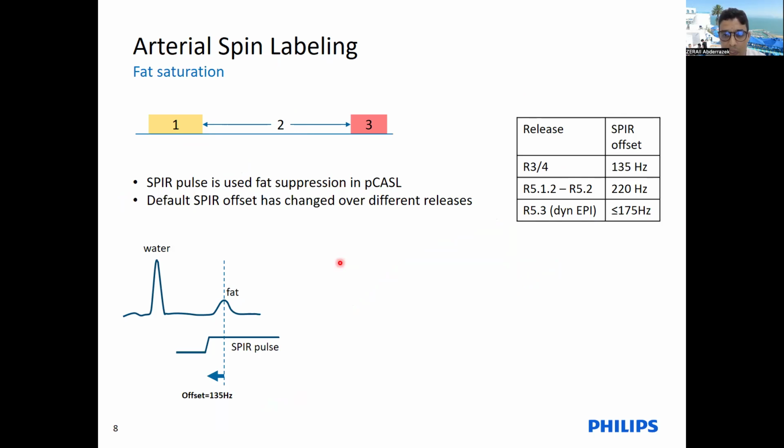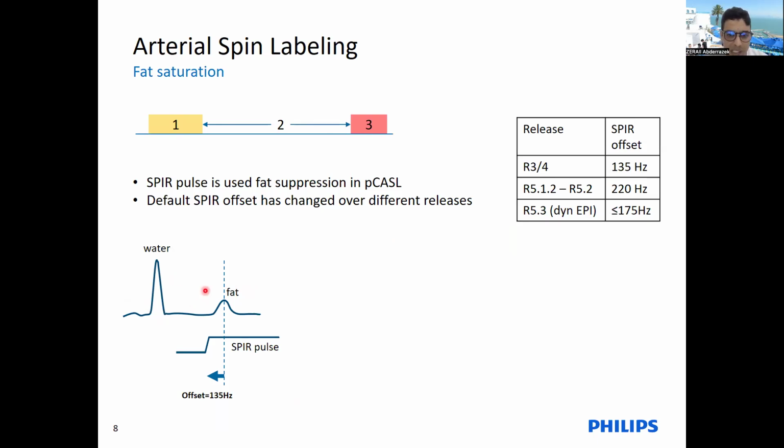The theoretical optimal SPIR FATSAT offset at 3 Tesla is 2200 Hertz, because the fat peak is 2000 hertz away from the water peak. So it's not more accurate, so it's a bit dangerous to put it on the water.